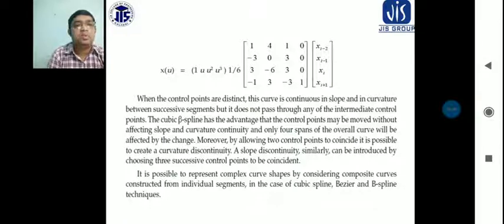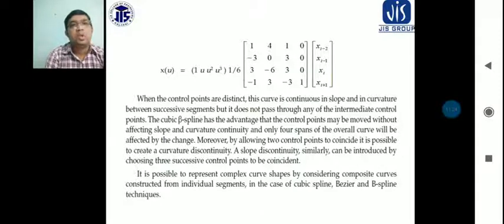Moreover, by allowing two control points to coincide, it is possible to create a curvature discontinuity. A slope discontinuity similarly can be introduced by choosing three successive control points to be coincident. And another thing, it is possible to represent complex curve shapes by considering composite curves.